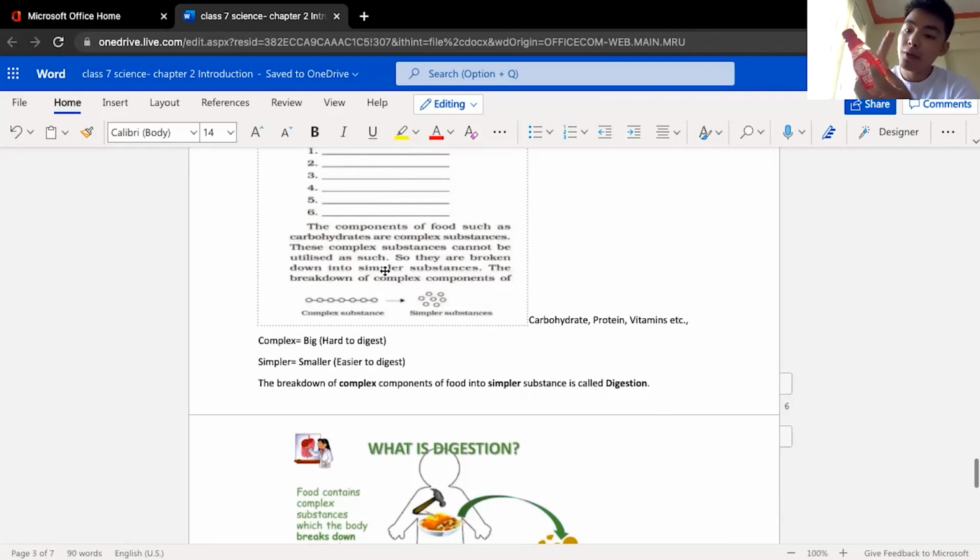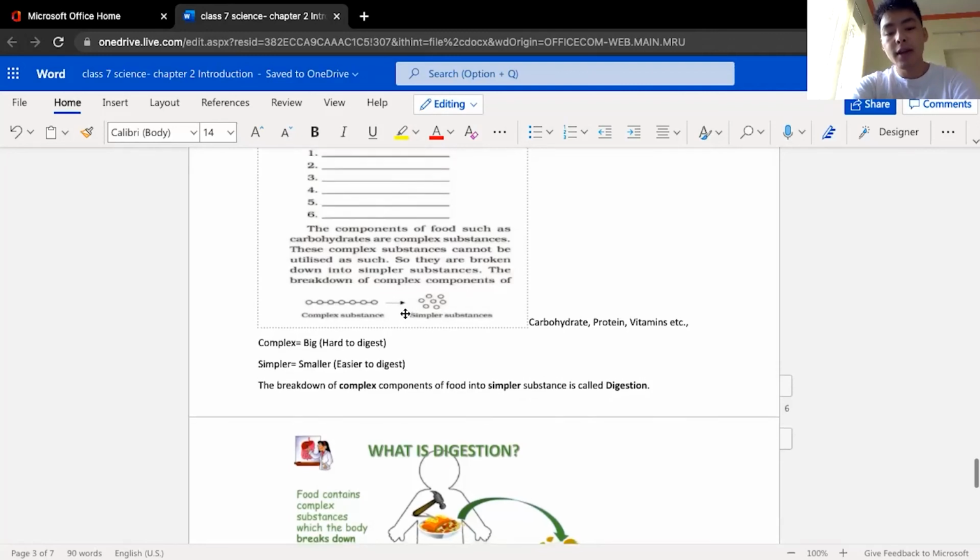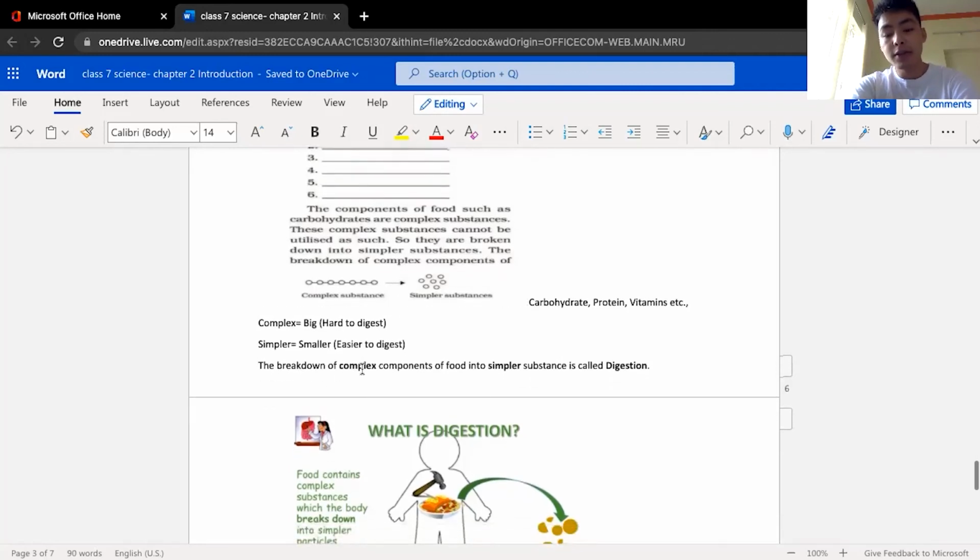Like that, yeah, so they are broken down into simpler substances. The breakdown of complex components of food into simpler substances is called digestion. Yeah, the digestion.